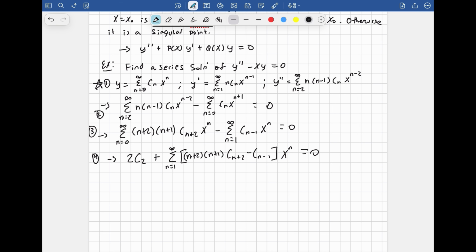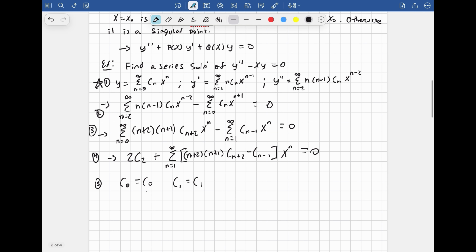All right, now that we've run off the terms, our almost final step is calculating the coefficients. Since this is a second order differential equation, we're going to make these two assumptions: c0 equals c0 and c1 equals c1, because there are two undetermined coefficients since it's a second order differential equation.